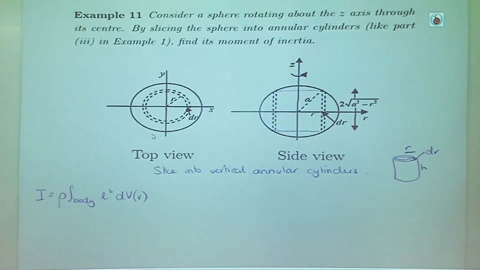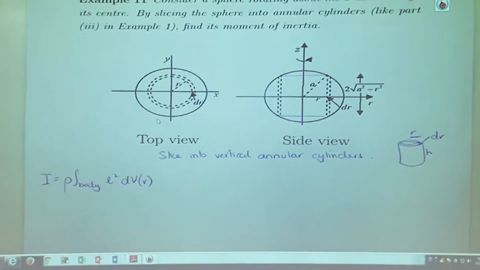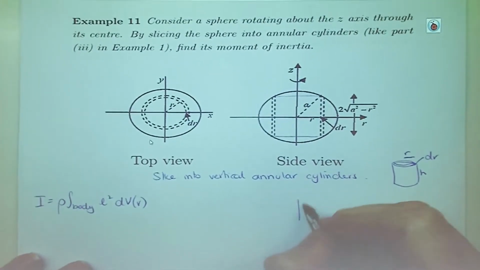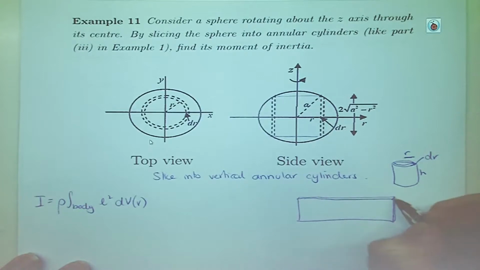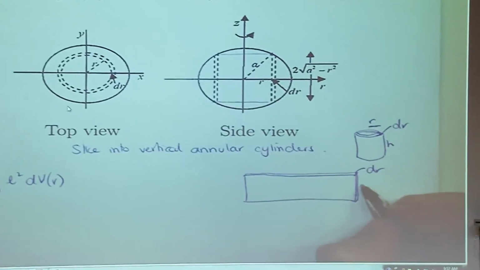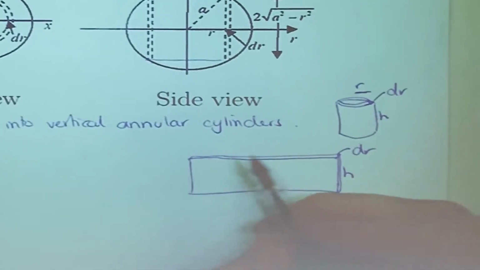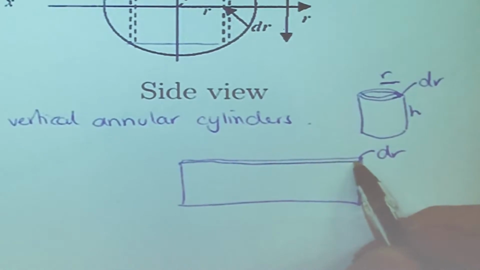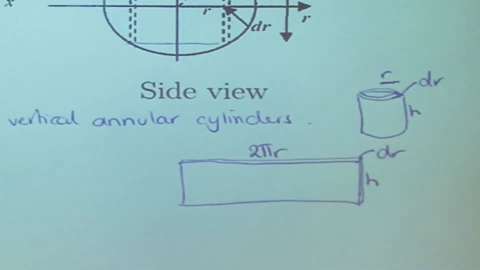So how are we going to find the little volume of one of these cylinders? We're going to get the scissors out, cut it, and lay it flat, because then we've got a rectangle. We know what to do with rectangles. So it's got thickness dr. The height of this thing is h. Let's figure that out in a minute. This distance here is going to be what? Beautiful. The circumference of that cylinder, so it's 2 pi r.